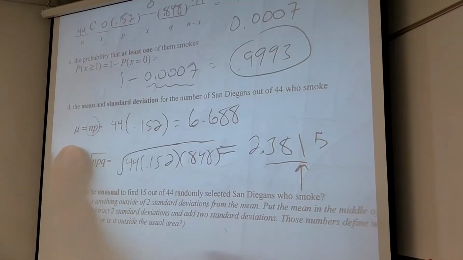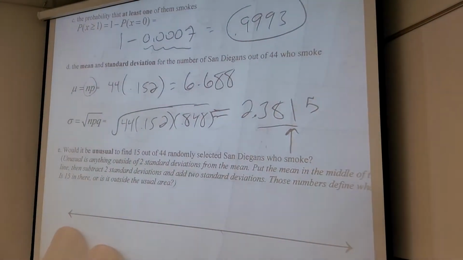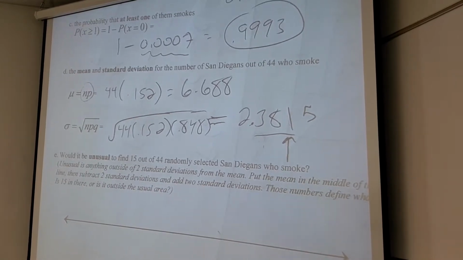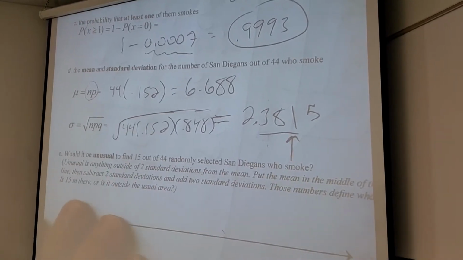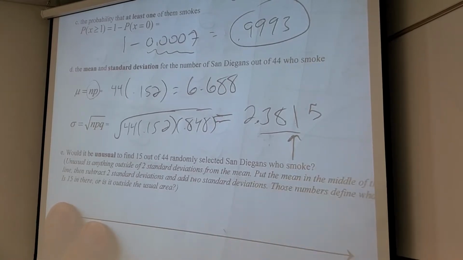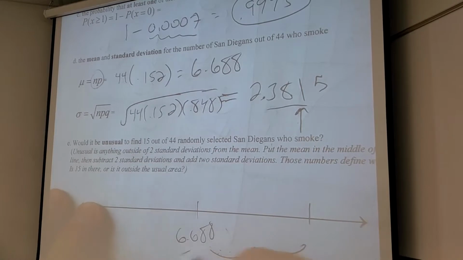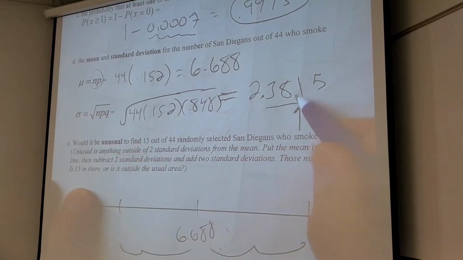So would it be unusual to find 15? All right, if I ask that question, you first have to figure out what is usual, and then I can see what's unusual. So in the middle goes the mean. That's kind of familiar, but now I'm going to take 2 steps up and 2 steps down. So what's 2 steps up?